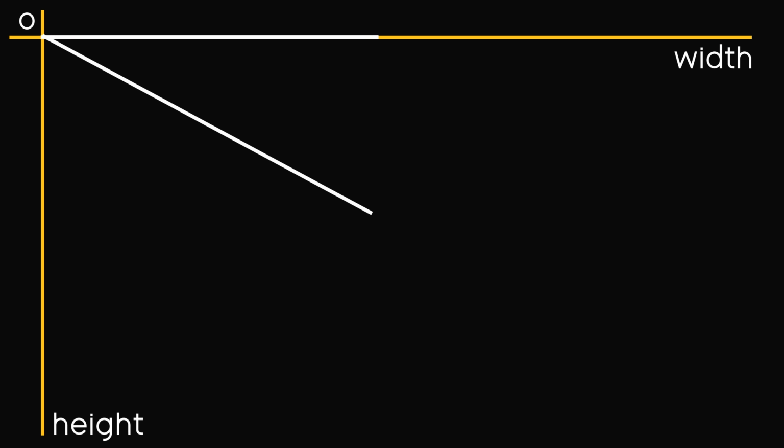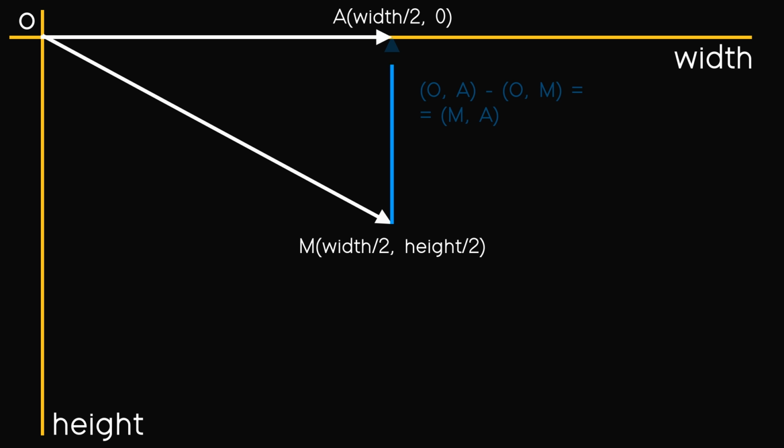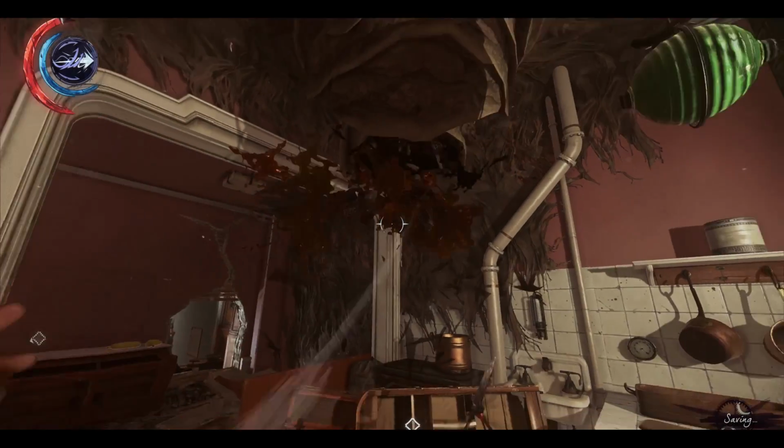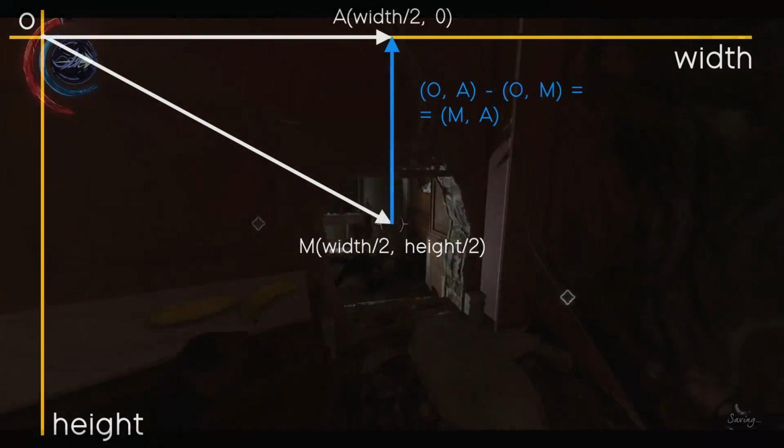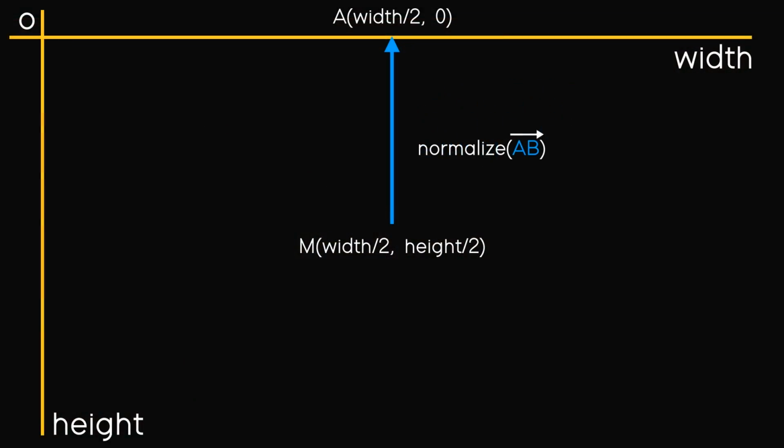In other words, OA vector minus OM vector, where O is the origin of the monitor, the top left corner, A is the point with the coordinates width divided by 2 and 0, and M with the coordinates width divided by 2 and height divided by 2. Vectorially speaking, by subtracting these two, we are basically constructing a vector that goes up from the tip of OM up to the tip of OA. Then we will have to normalize this vector to keep the direction but make its length equal to 1 unit. We will call this vector the center up vector.